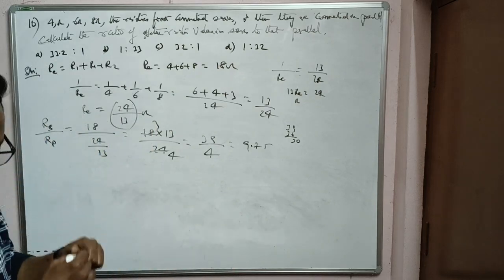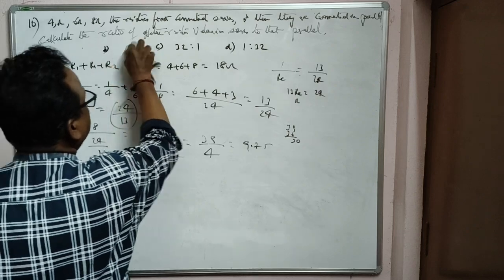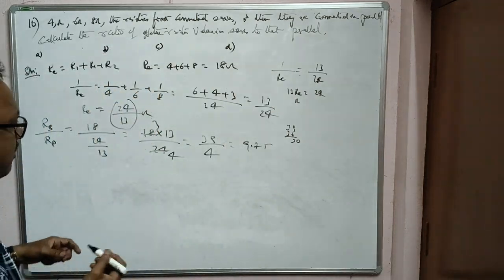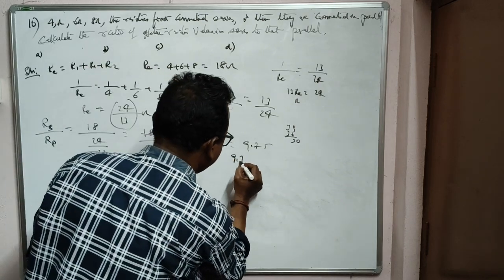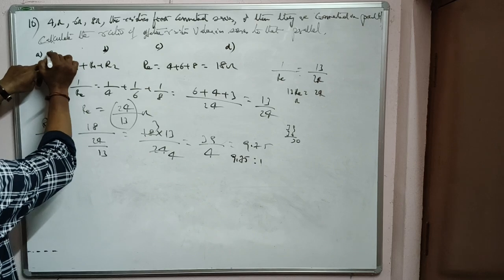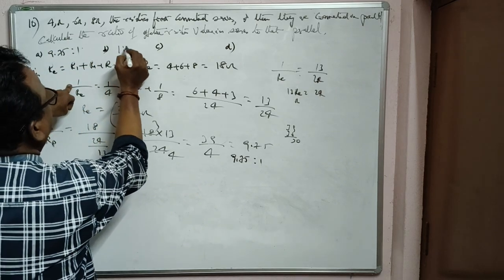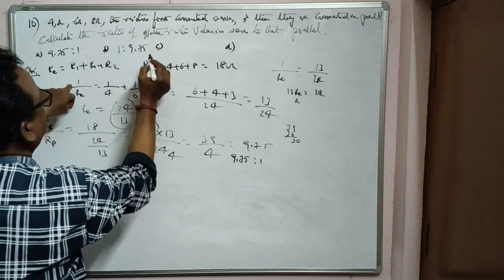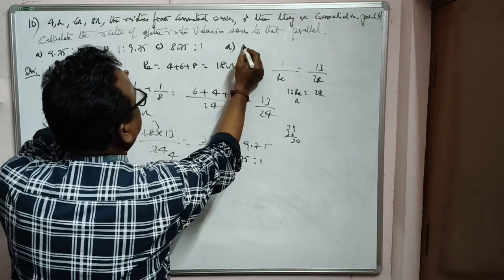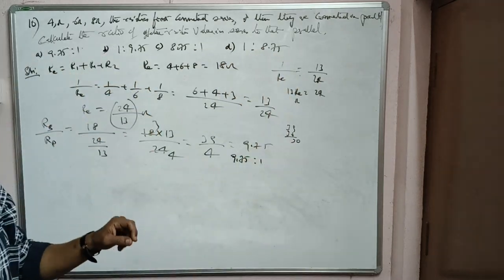I think answers, wrong answers are given. Please try to correct the answers, please. Little answers were wrong. Okay. So we got actually 9.75 is to 1. We got. Take the answers like this, please. 9.75 is to 1. 1 is to 9.75. 8.75 is to 1. 1 is to 8.75. Please, sorry for that one.